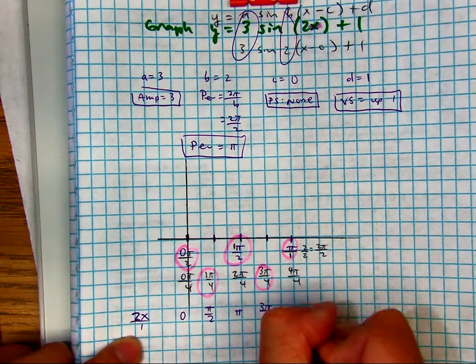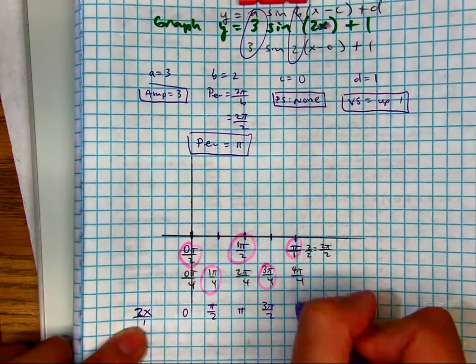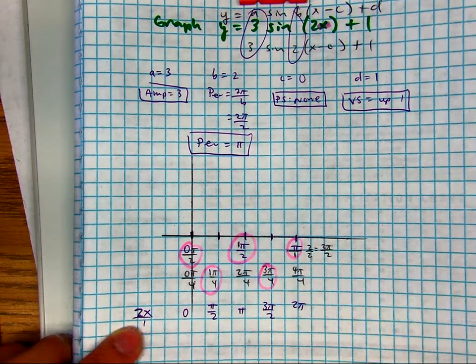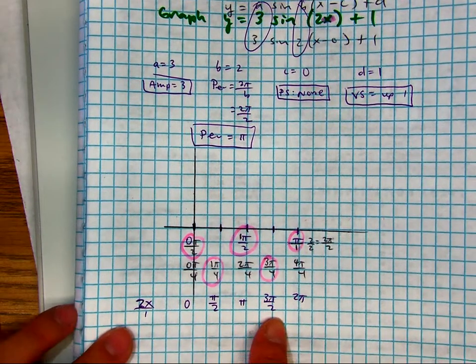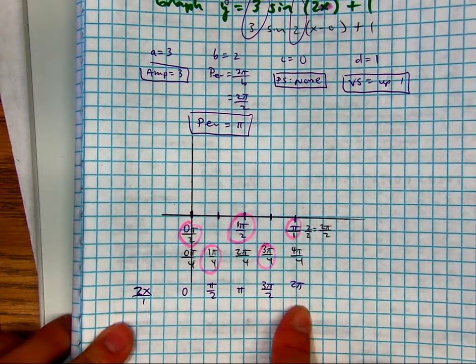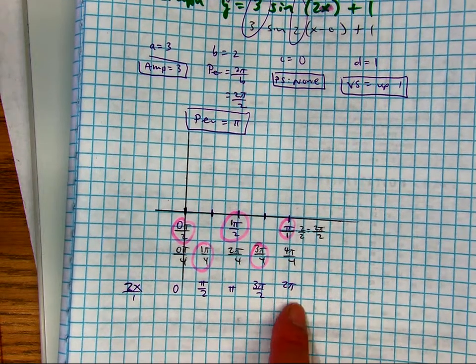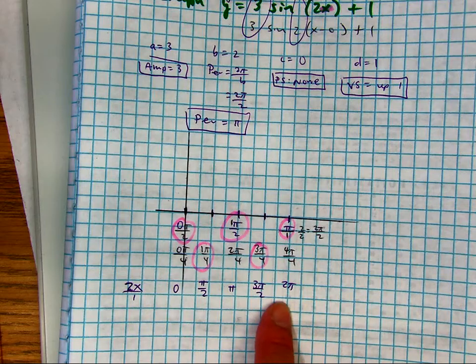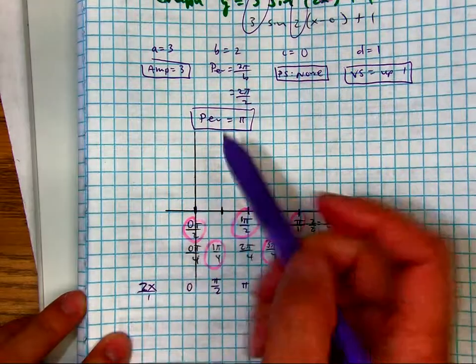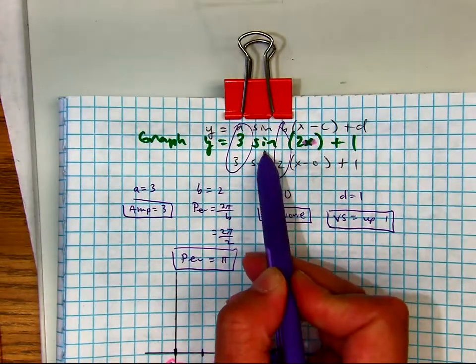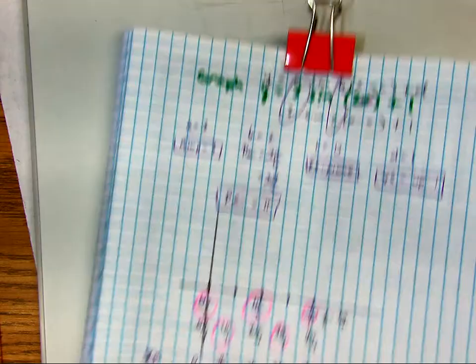Class, what do we have here? These are the quadrantal angles. I call this kind of like golden row. If you do not get the quadrantal angles, you've done something wrong. Now, we need to find the sine of these values. So sine of 2x. So if you need to, you can always draw your quadrantal angles.